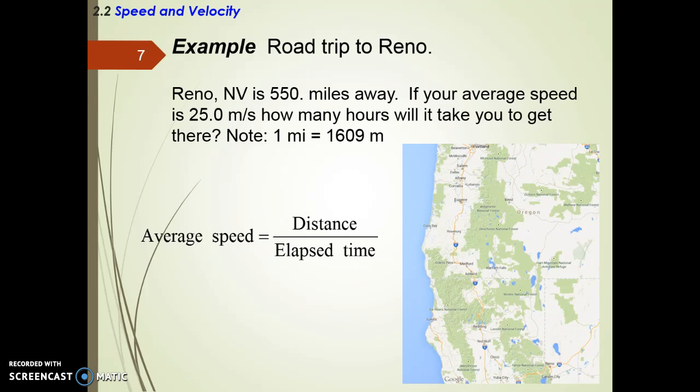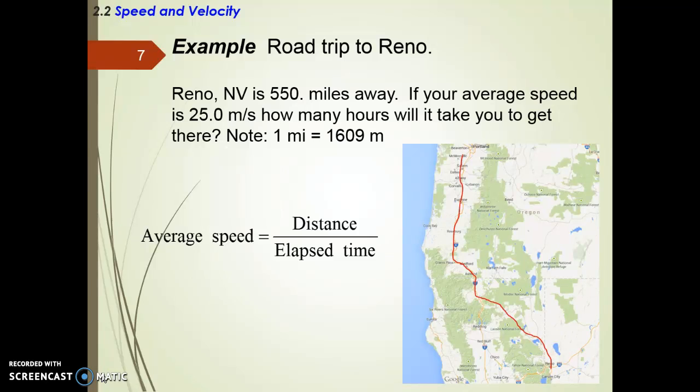So let's practice this really quick. I grew up in Reno, so imagine we are taking a road trip to Reno. Reno is 550 miles away. If your average speed while driving to Reno is 25 meters per second, how many hours will it take you to get there? Keeping in mind that 1 mile is equal to 1,609 meters. Make sure you pause the video, give this one a try, and let's see if you can get it right. Just so you know, here's the route that we take.